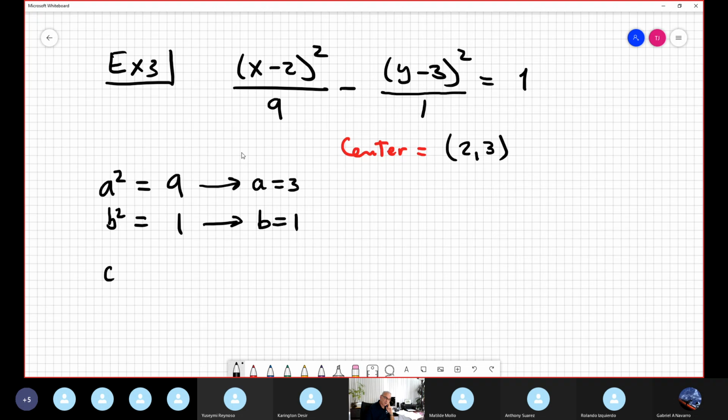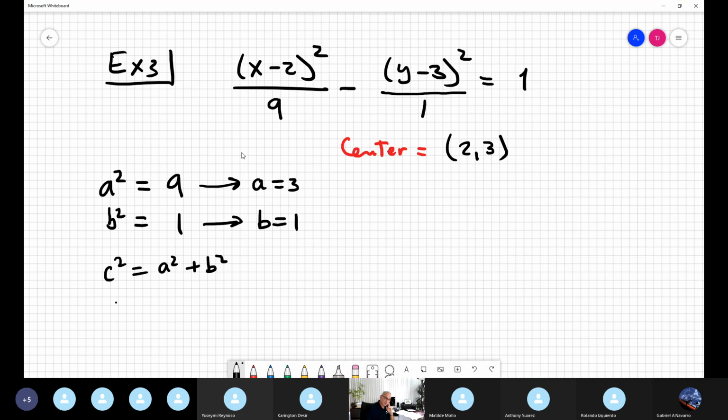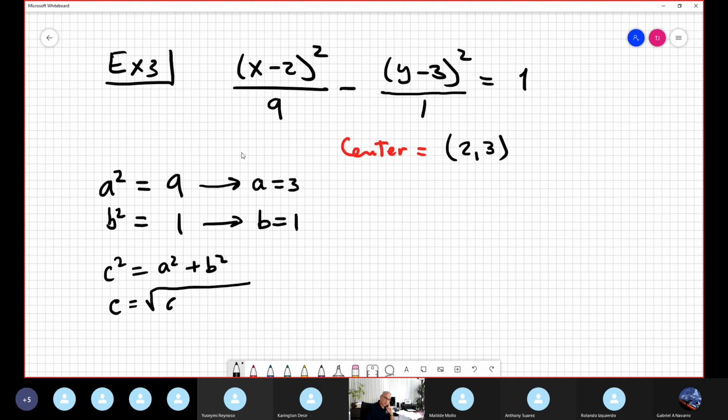What about C? It's the focal distance. C is the square root of A squared plus B squared. It's the square root of 9, since 3 squared is 9, plus 1 squared is 1, so radical 10. And radical 10 is an irrational number. You compute the decimal approximation, that is 3.162, three decimal places, like Desmos.